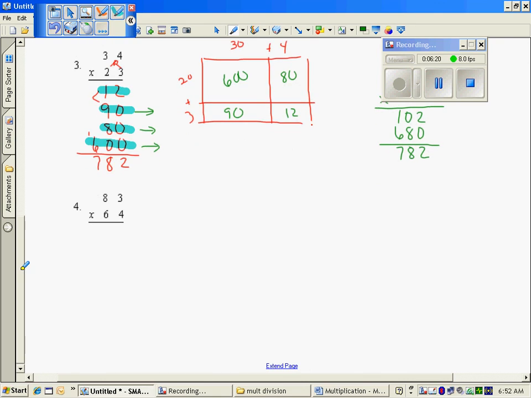Last problem. Again, 4 times 3 is 12. Show it using partial product. 4 times 80 is 320. 60 times 3 is 180. 60 times 80 is 4,800. Totaling my columns, making sure that I carry, which we want to call regroup, the tens into the hundreds.